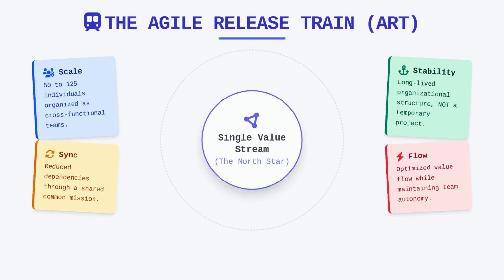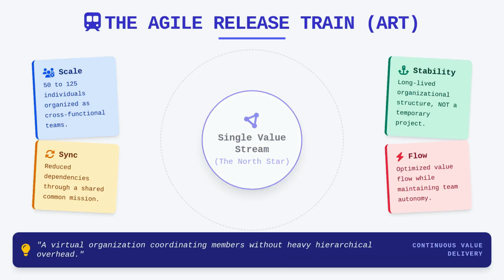You can think of the ART as a virtual organization that coordinates its members without the heavy overhead of traditional hierarchical reporting. The primary objective here is to optimize the flow of value while maintaining the autonomy of the individual teams involved in the development process.